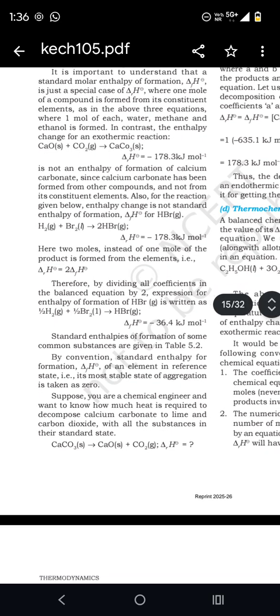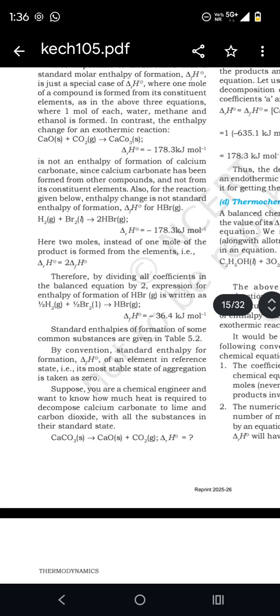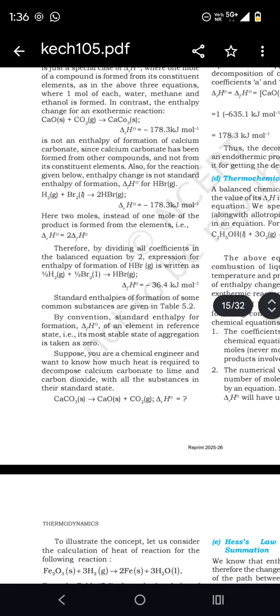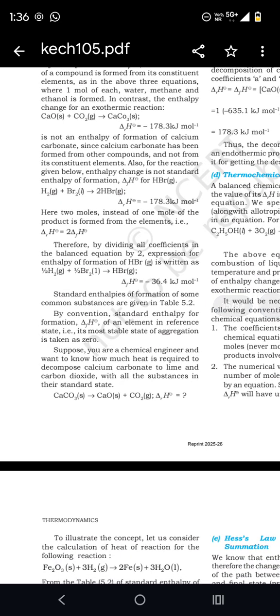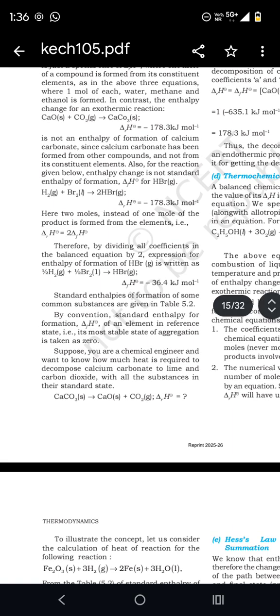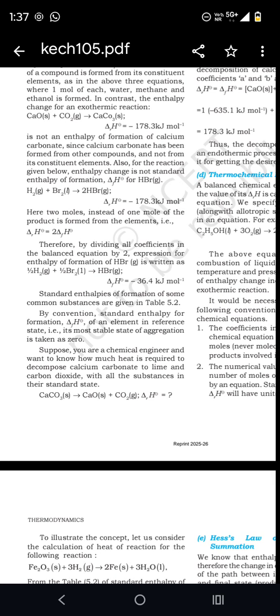By convention, the standard enthalpy of formation of an element in its reference state, that is, its most stable state of aggregation, is taken to be 0. Suppose you are a chemical engineer and want to know how much heat is required to decompose calcium carbonate to lime and carbon dioxide, with the substances in their standard states.